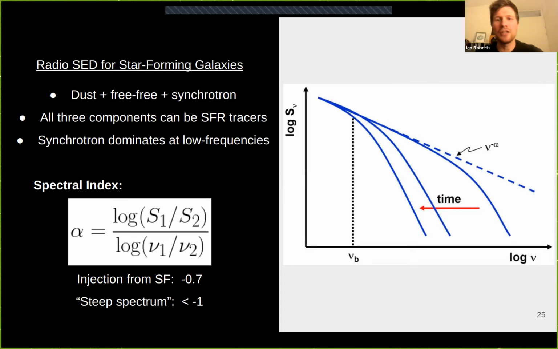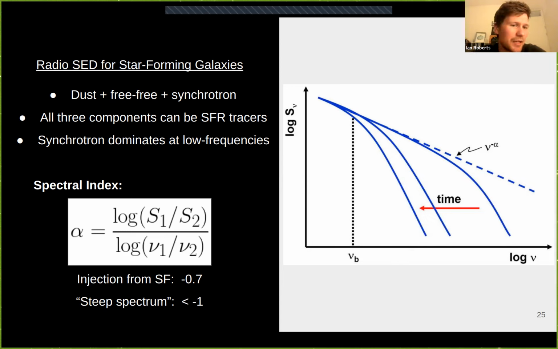So why is this important? Well, if we imagine a scenario in our jellyfish galaxies where these cosmic rays are being accelerated within the disk of the galaxy, just due to star formation, they're then being stripped off of the disk via ram pressure. If that's all that's happening, then we should see that as we move further and further along the tail, the spectral index should get steeper and steeper and steeper. We should see a gradient from the galaxy to the end of the tail.